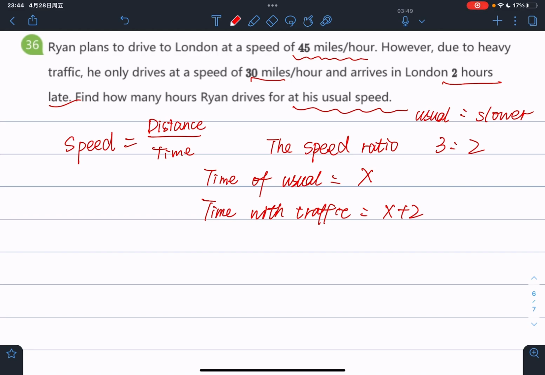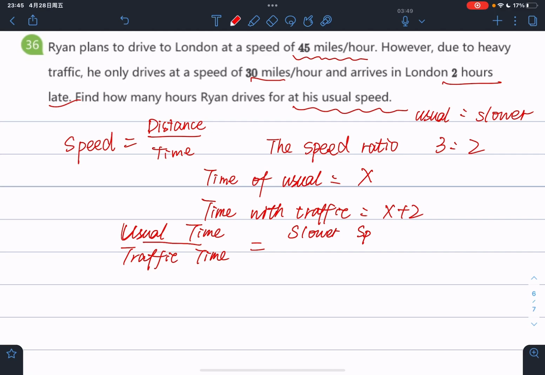So since they cover the same distance, the time they take to reach London will be inversely proportional to their speeds. That means usual time to traffic time equals slower speed to usual speeds, right? Which is 2 to 3.